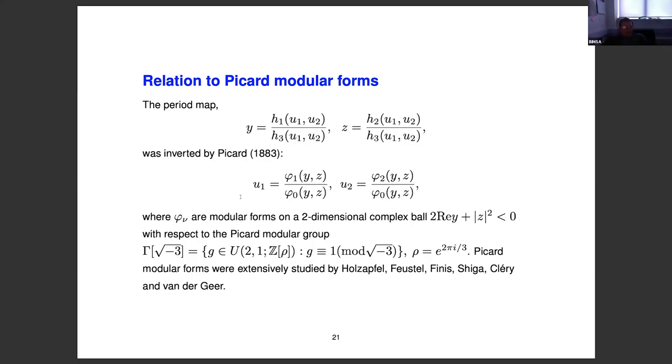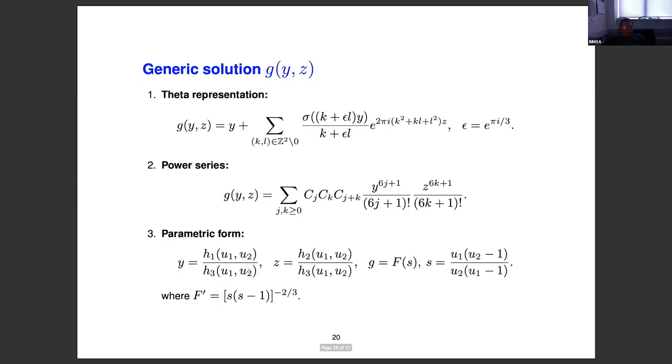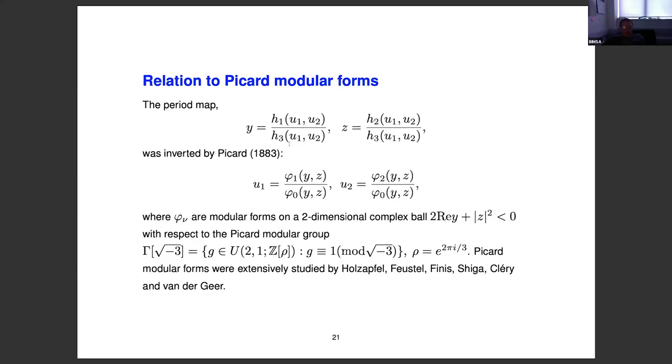So let's return back and look at the first two equations. You can see that H1, H2, H3, remember, are periods of this family of trigonal curves, right? H1, H2, H3 are periods. And this map from U1, U2 to Y, Z is called the period map. This is precisely what was considered by Picard in 1883. And Picard was interested in its inversion.